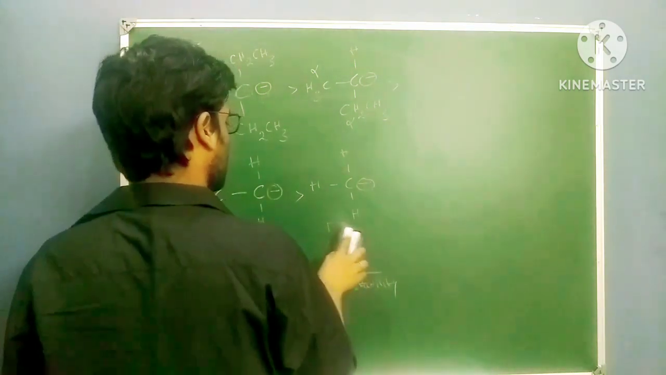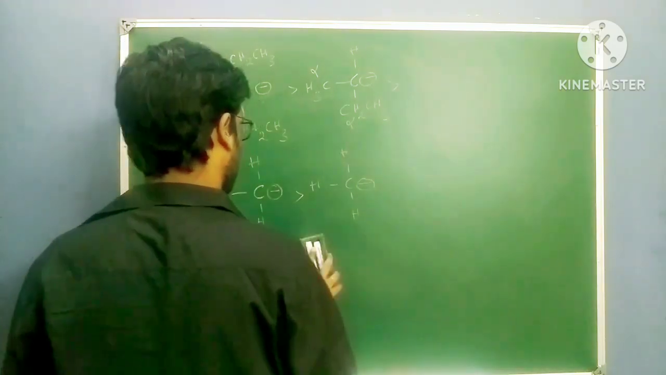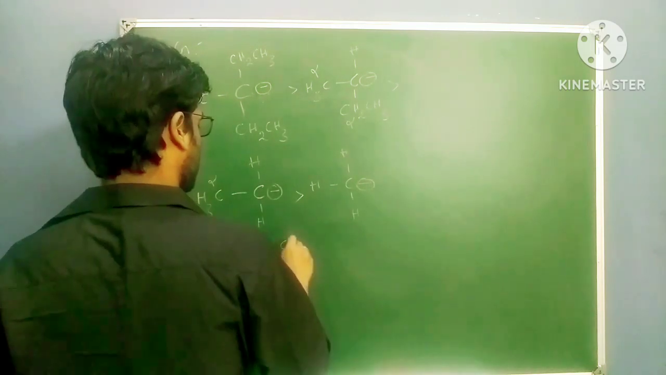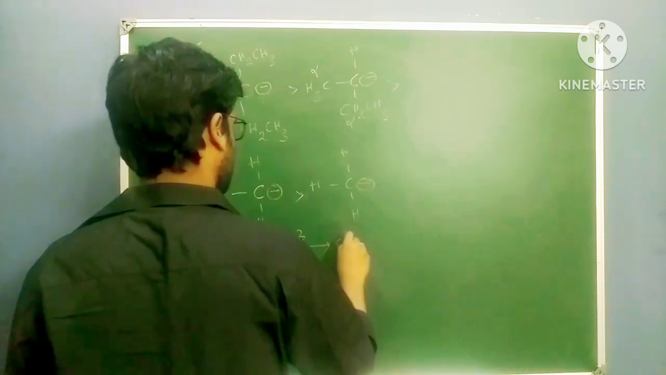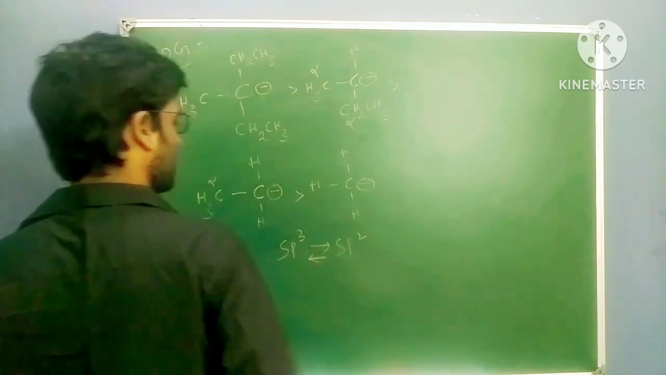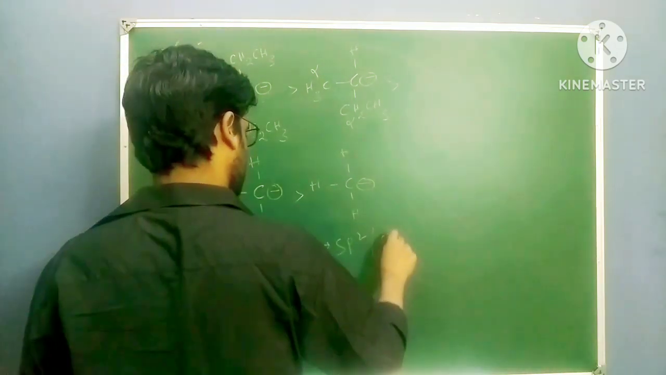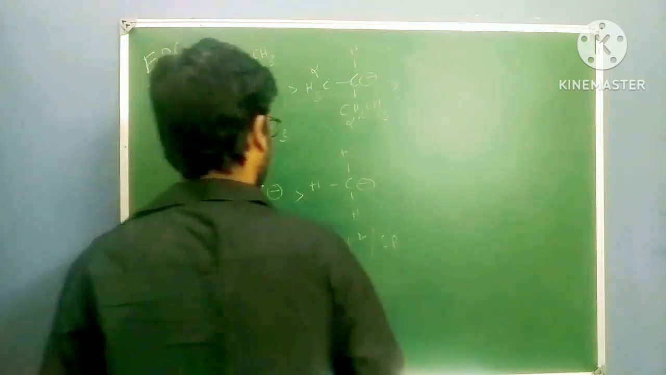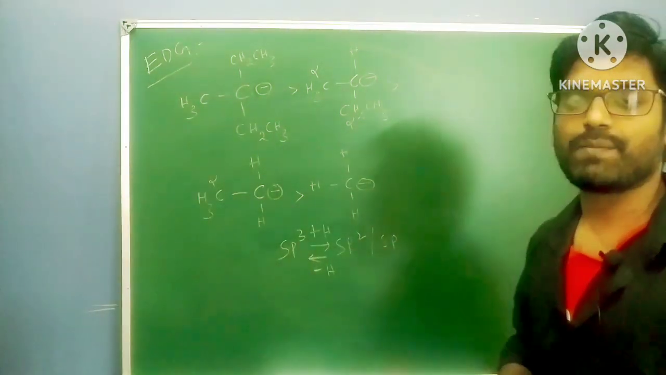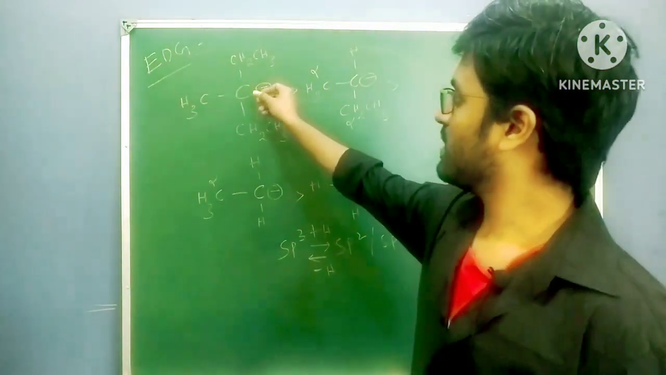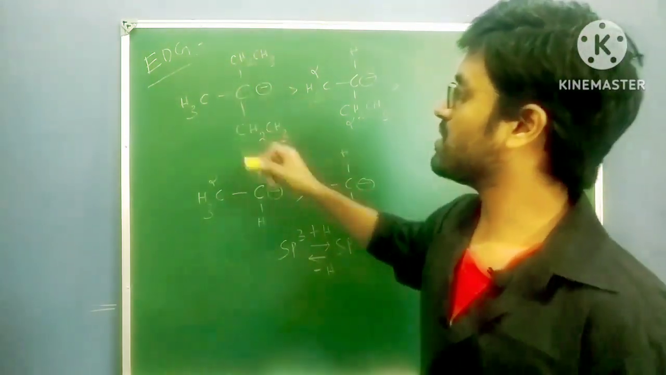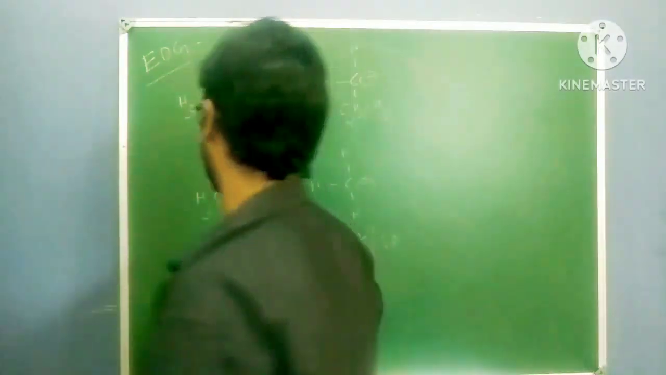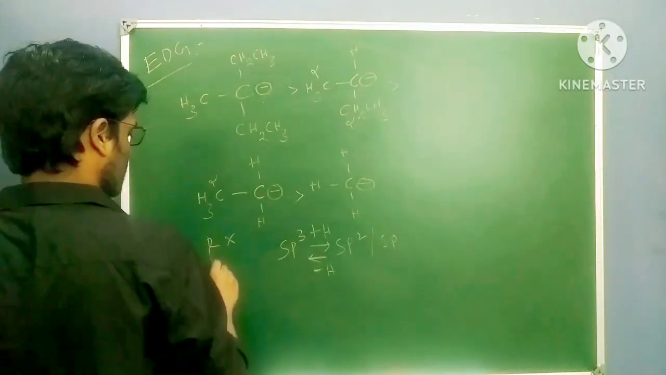Hyperconjugation is nothing but, whether you take plus hyperconjugation or minus hyperconjugation, the sigma electron density is moving from sp3 to sp2, or sp3 to sp. Plus hyperconjugation is sp3 to sp2, minus hyperconjugation is sp2 to sp3. I already discussed this in my previous videos, right? Here it is sp3, and the alpha positions are also sp3. So sp3 to sp3, there is no hyperconjugation. So you don't need to worry about resonance and hyperconjugation here.